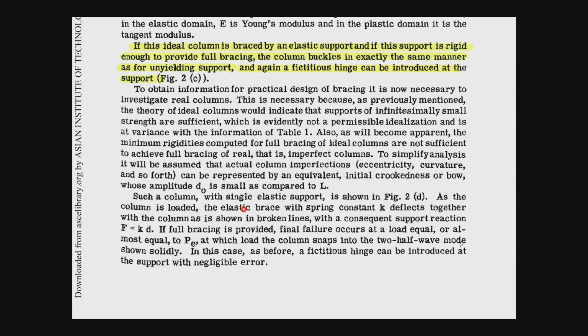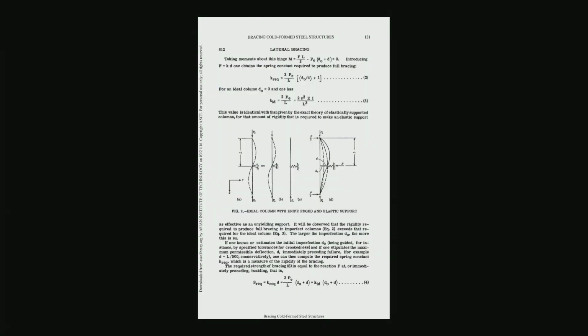As the column is loaded, the elastic brace with spring constant K deflects together with the column as is shown in broken line with a consequent support reaction F equals KD. If full bracing is provided, final failure occurs at the load equal or almost equal to PE, at which load the column snaps into two half wave modes.